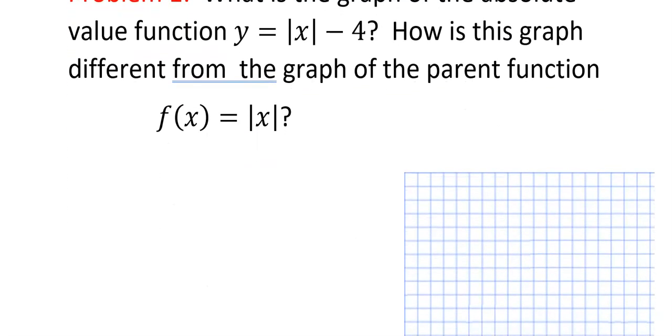Okay, so here's the first one. What is the graph of the absolute value function y equals absolute value of x minus 4? How is this graph different from the graph of the parent function, f of x equals absolute value of x? So what is this? First of all, thinking about what we learned yesterday and on Thursday, what does this do? Down 4. So we would expect that our original absolute value function, which looks like a V, starting at 0, 0, is going to go down 4. Okay, so those rules still apply.